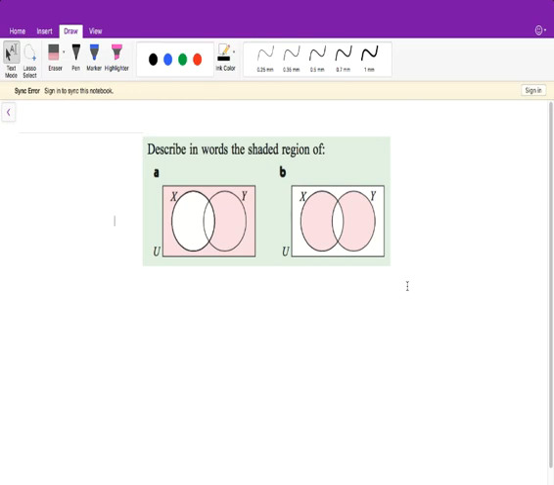For here, it's saying describe in words the shaded region. So here's the two parts, and we need to say this in words. You can say this a few different ways, but one of the easiest ways is this: this is set X, and the only thing that's not colored in is set X. Everything else is colored in. So we can say, describe all elements not in set X. I would be fine with that as an explanation.